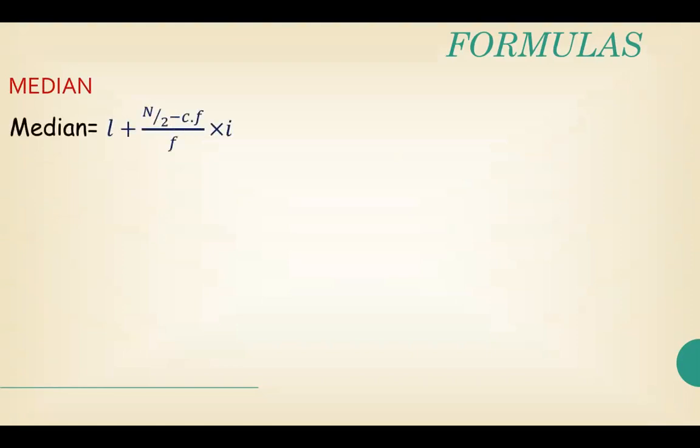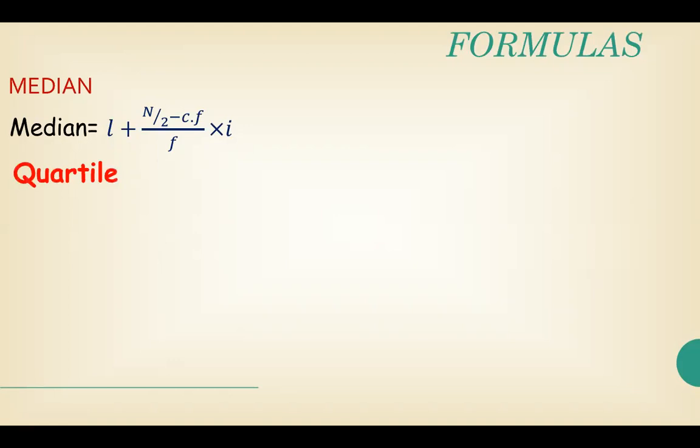Let's go through some formulas here. We have already done the median. This is the formula to calculate the median of the data set. Here L is the lower limit, and n by 2. Why do we divide the total number of frequencies by 2? Because we have to find that point which divides the data set into two equal parts. Then the cumulative frequency below the median class, f is the frequency of the median class, and i is the size of the class interval.